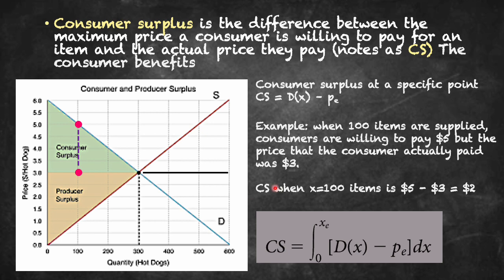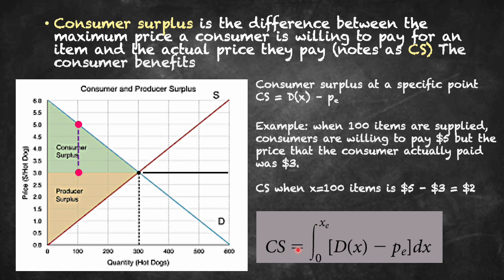Now, if we want to find the entire accumulative area that's in here, all the money that customers are saving between 0 and that equilibrium point, that's when we use integration. We've been practicing finding the area under the curve and then the area between curves. If we want to find that green area, that's the difference between the demand and the price that they actually pay.